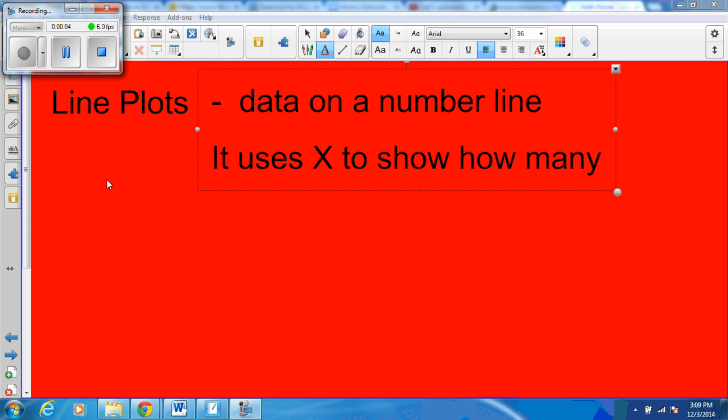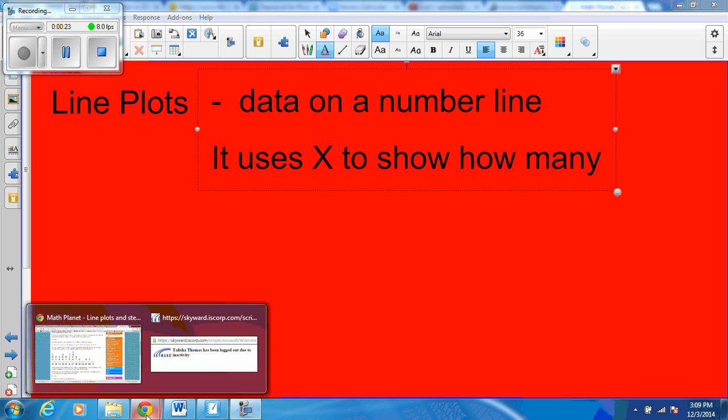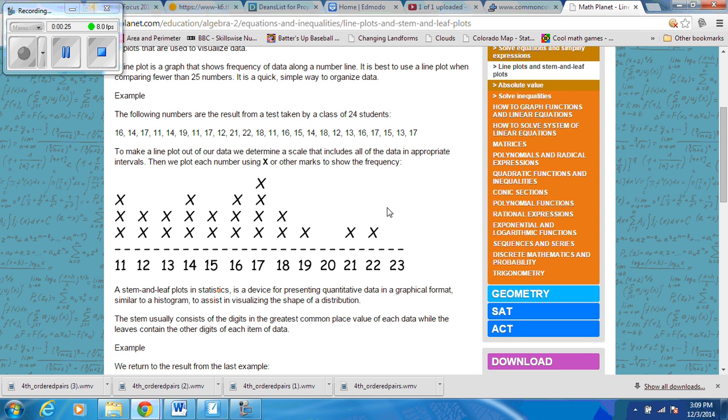Line plots. A line plot is data on a number line. It does not have a y-axis. It only has the x-axis. It uses x to show how many of something there are. To find out more, we're going to go to this site.